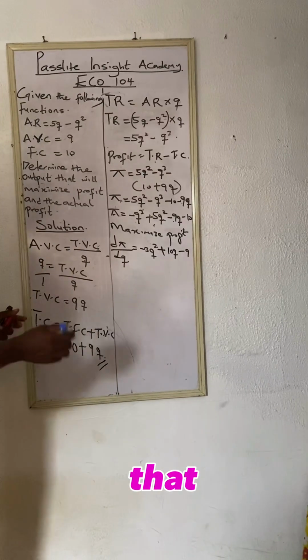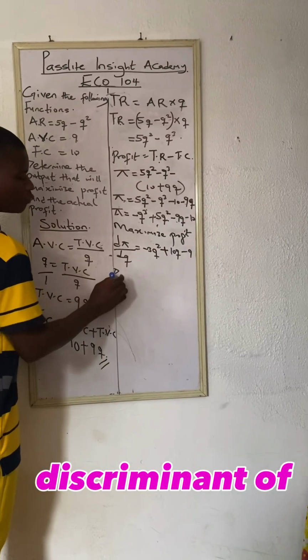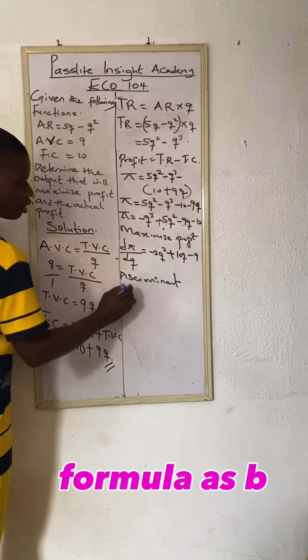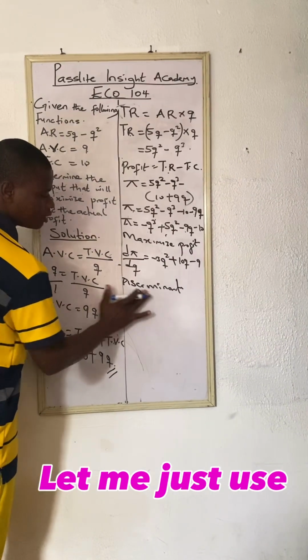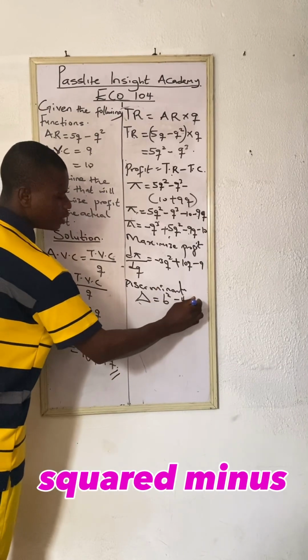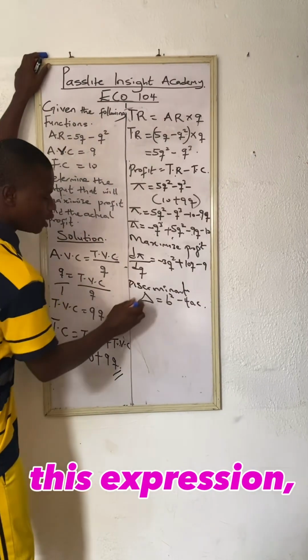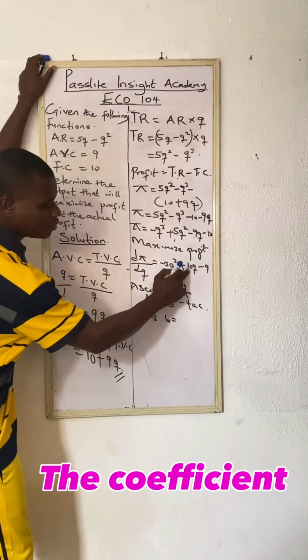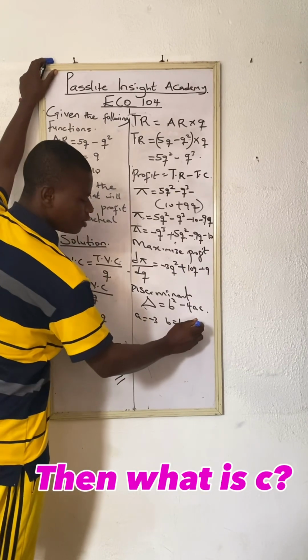So you're having that. So let's test using the discriminant of the root. We want to test using our formula, the discriminant, or let me just use delta, b squared minus 4ac. From this expression, what is your a? A is the first thing, minus 3. What is b? The coefficient, 10. Then what is c? C is minus 9.